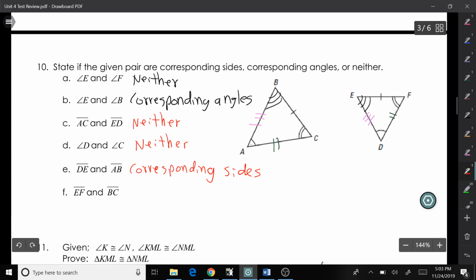And side EF and BC. Okay, BC has 1 marking. EF also has 1 marking. So these are also corresponding sides.